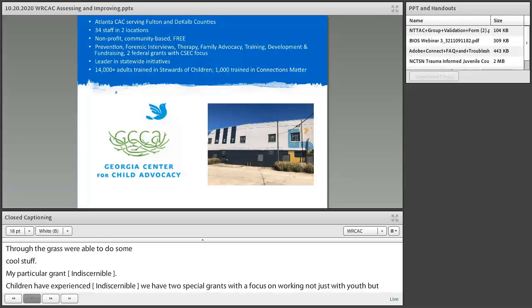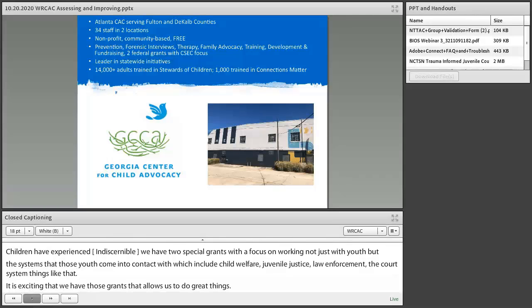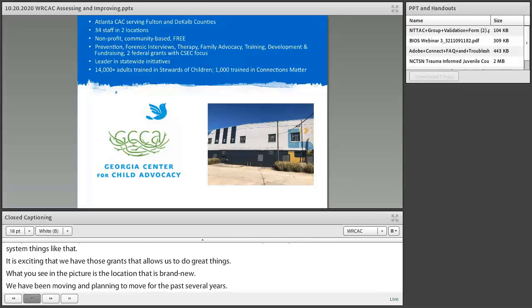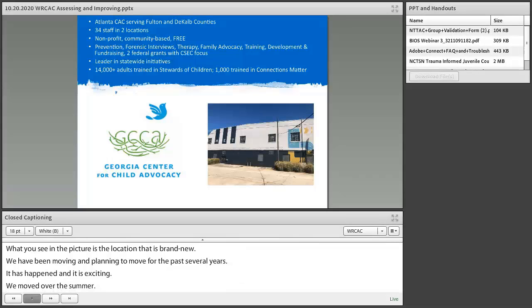Now what you see here in this picture is actually our brand new location in Fulton. We have been moving, we're in the process of moving and planning to move for the past several years, and it finally has happened, and it's very exciting. So we actually moved over the summer during a pandemic, so no small chore there, but we moved into a brand new space that's actually kind of a collective of spaces.